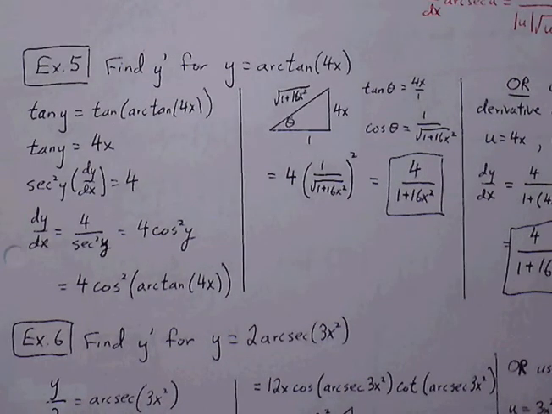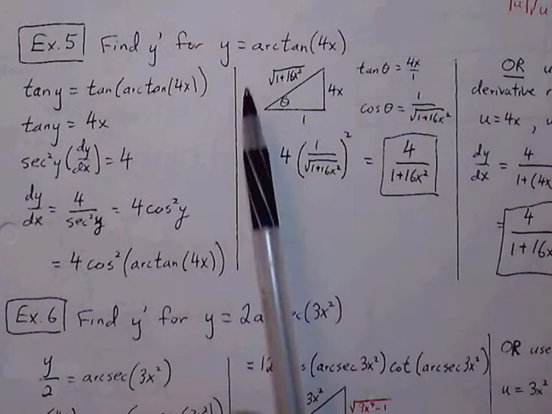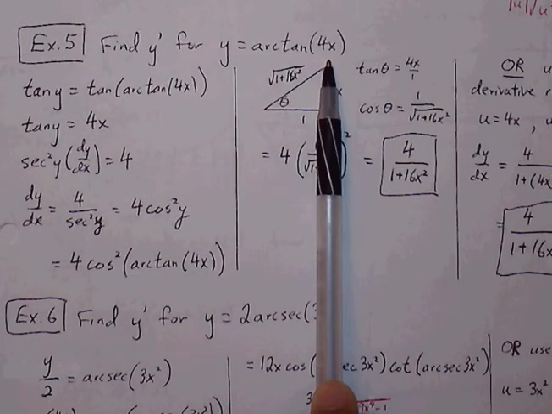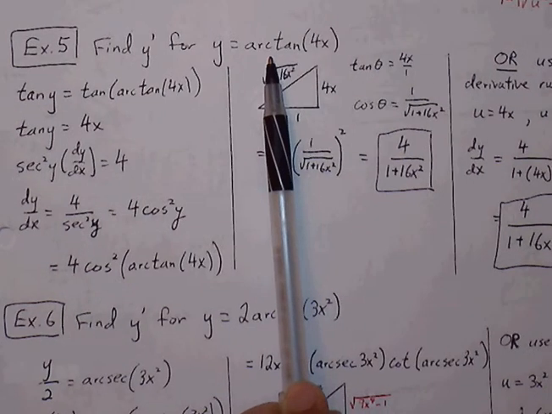Let's pick up where we left off with inverse trig derivatives examples, class examples. Example 5, find y prime for y is equal to arc tangent of 4x. So I'm going to go through the implicit method first.